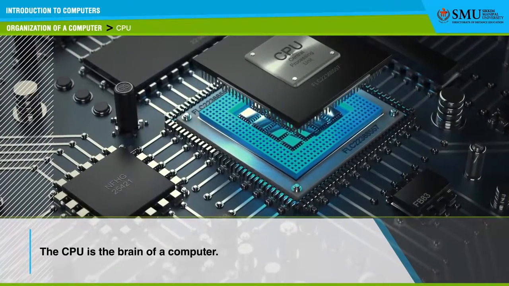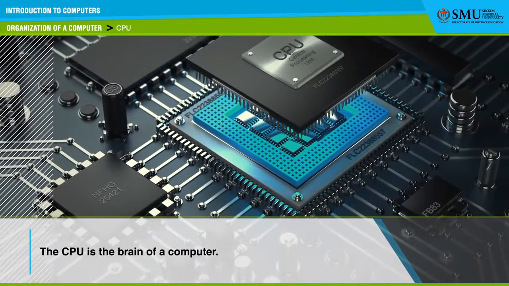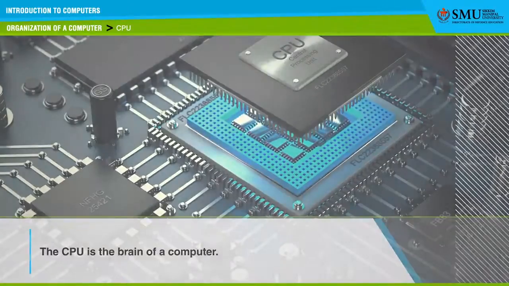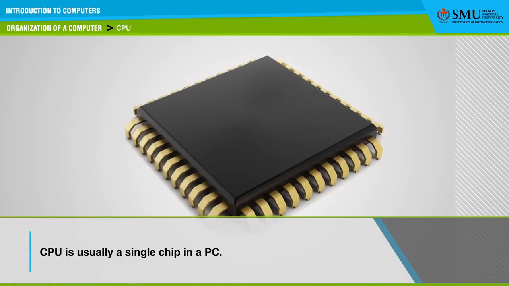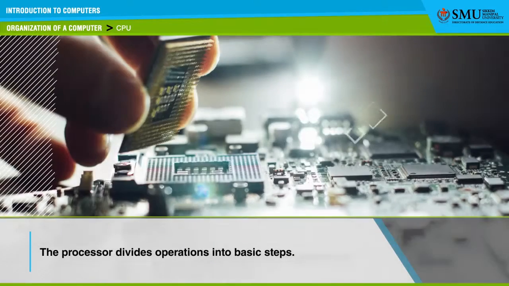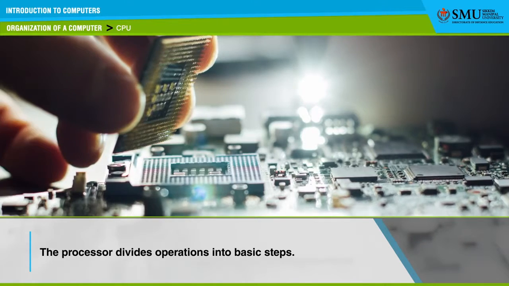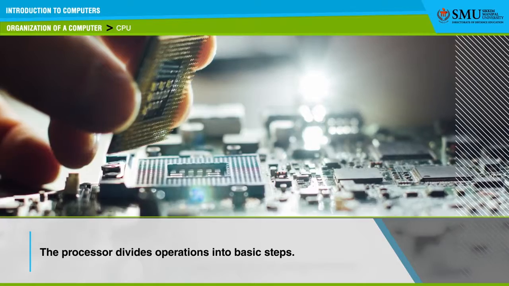The CPU is the brain of a computer. It is responsible for carrying out the computational tasks that come from either the user or the software. The CPU in a personal computer is usually a single chip. The processor is plugged into the computer's motherboard. It divides the operation into basic steps, which are performed in one clock cycle.